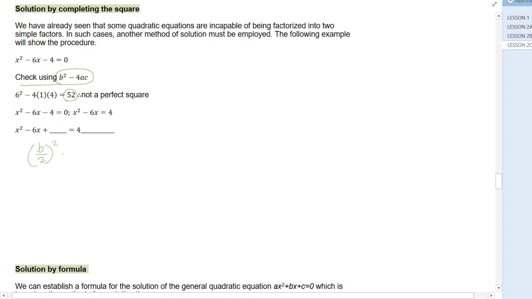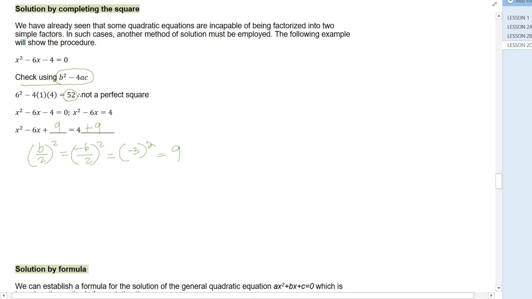That is your third term. So that is equal to negative 6 over 2 squared, which is negative 3 squared, which is equal to 9. So you have added 9 here, and you have to add 9 here also.